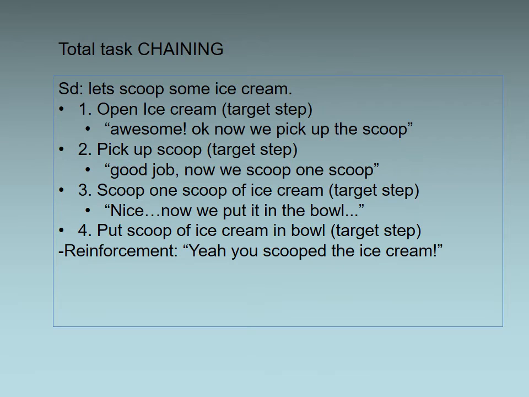So in total task chaining, we would say, let's get some ice cream. We would open the ice cream, would be like a target step. Awesome, okay, now we pick up the scoop. They pick up the scoop. Good job, now we scoop one scoop. So we're basically telling them what to do throughout the whole thing. And so forth and so forth. For some early learners, this could be confusing or too complex and could lead to that prompt dependency. But again, that's going to depend on the learner.